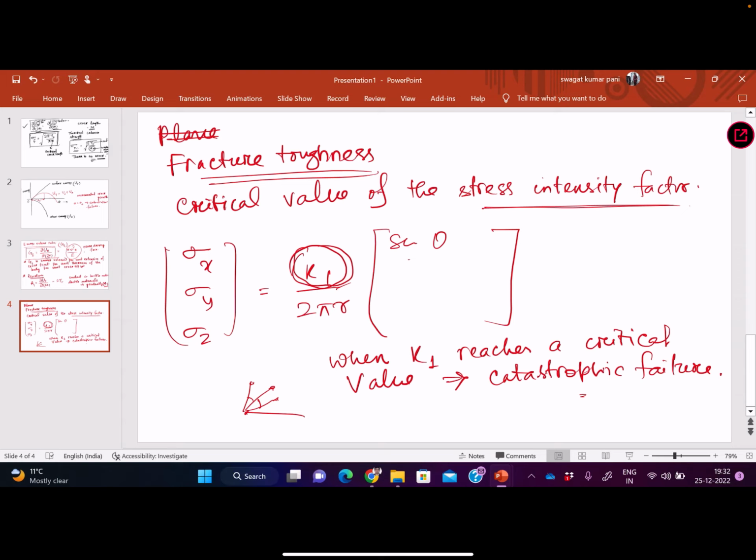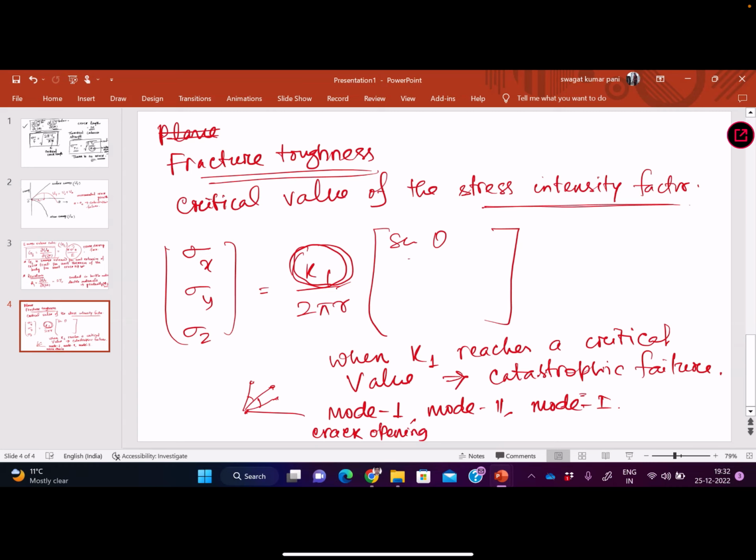So basically we have three modes of failure: mode 1, mode 2 and mode 3. Generally we consider mode 1, that is crack opening mode. This is forward shear, this is parallel shear. So we consider this mode, so often we write it as K1C, that is the critical value of stress intensity factor in mode 1.